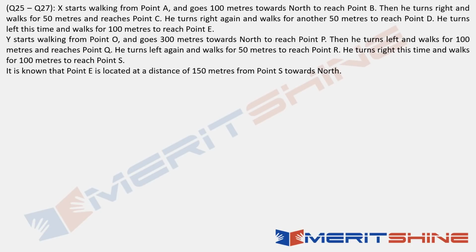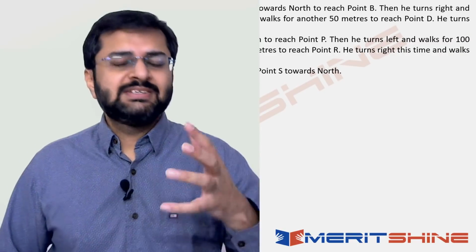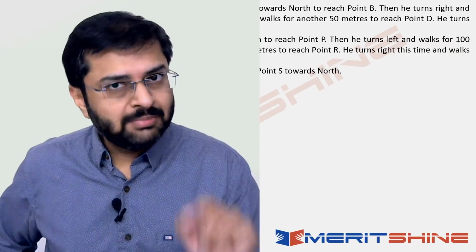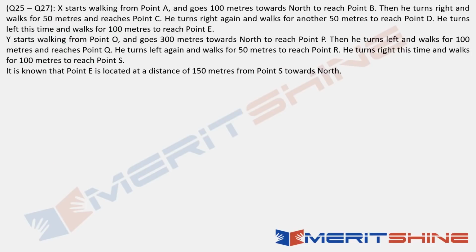Now, this is a question you will rarely find a question on direction sense that's difficult. Even this is not difficult, but just a little different. What is different here? It's these two people, fine. So X starts moving from here, Y starts moving from here. X reaches point E, Y reaches point S, and then the relation between point E and point S is given.